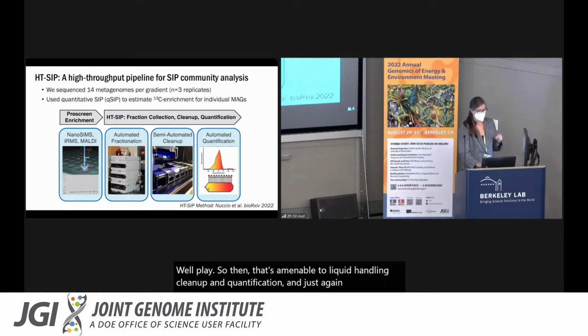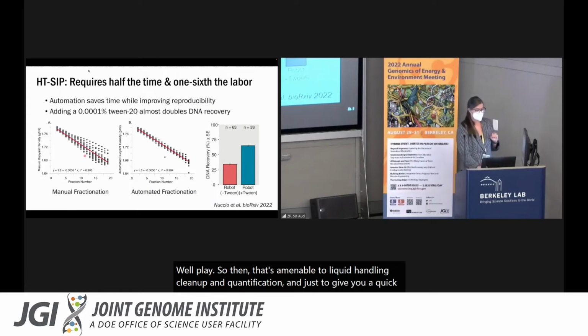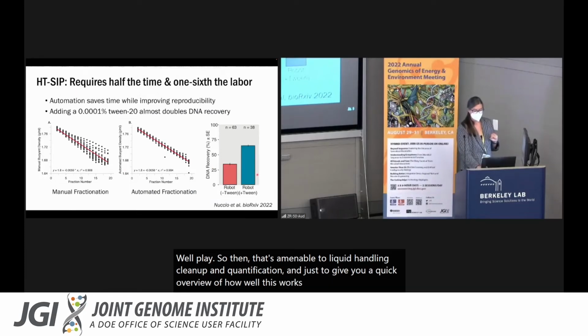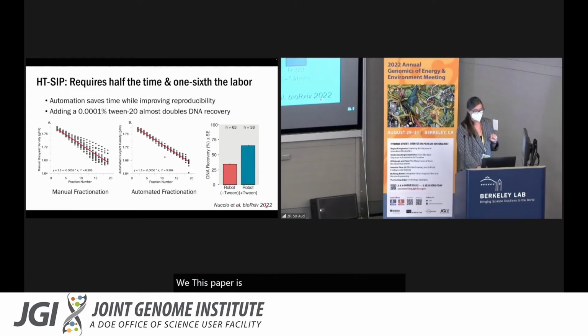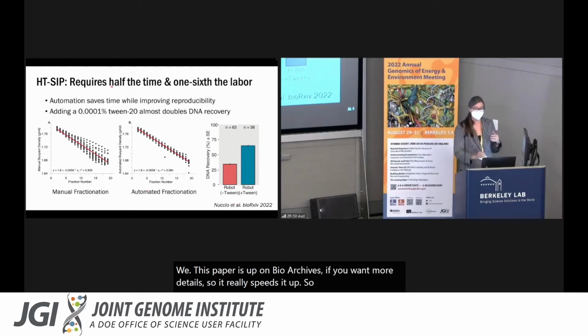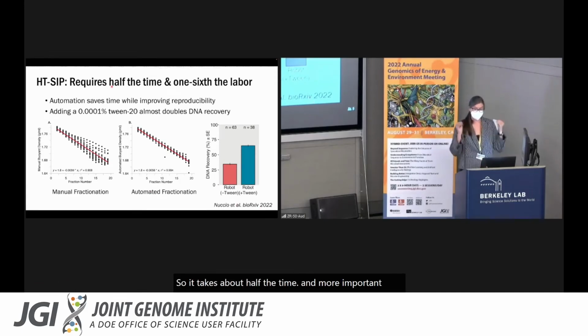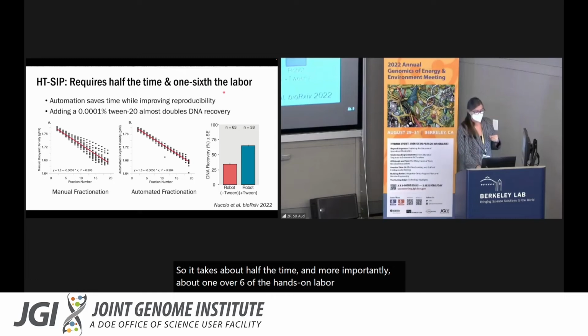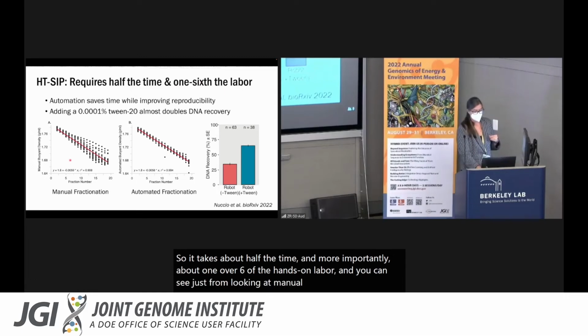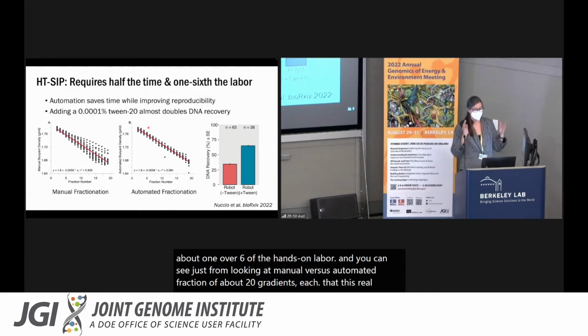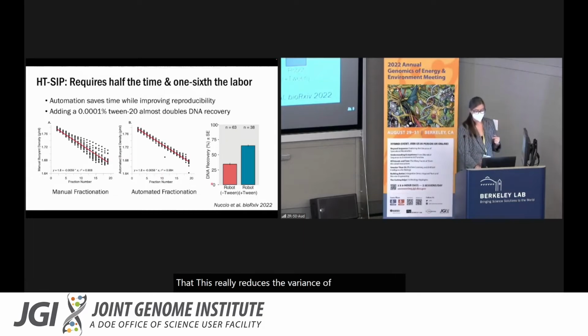And just to give you a quick overview of how well this works, this paper is up on bioRxiv if you want more details. So it really speeds it up. It takes about half the time, and more importantly, about 1/6 of the hands-on labor. And you can see, just from looking at manual versus automated fractionation of about 20 gradients each, that this really reduces the variance of these different gradients.